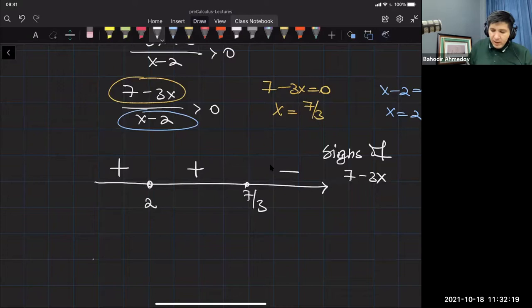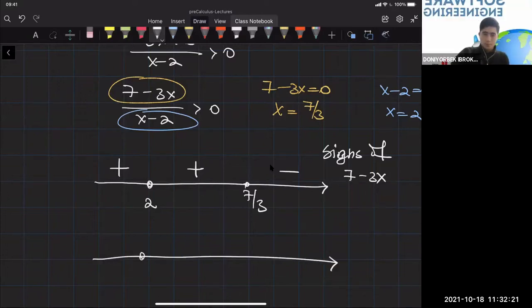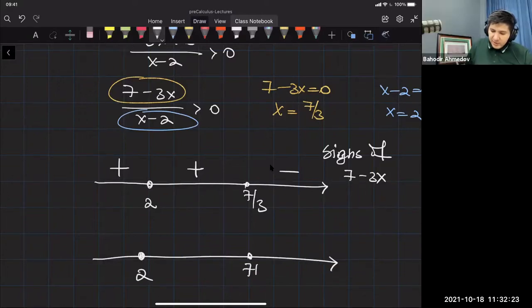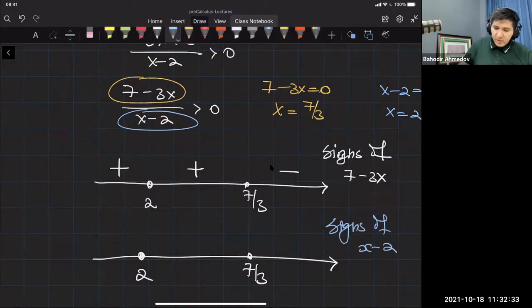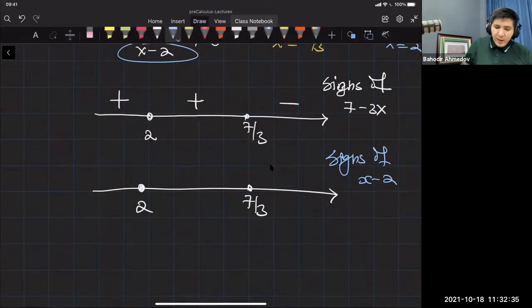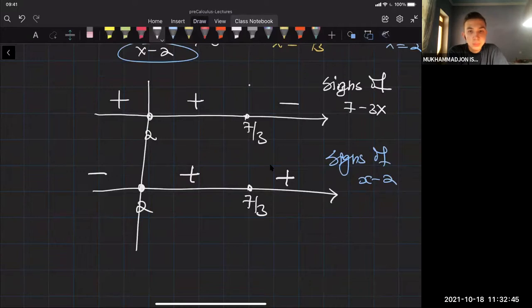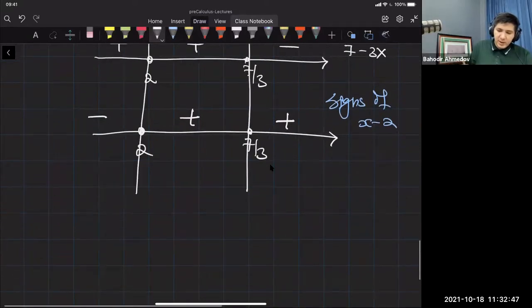Okay. Now I'm just going to do the similar thing for the 2 and 7 over 3 for the signs of the denominator. So signs of x minus 2. Okay, signs of the denominator. And this is negative here, this is positive and positive here. Okay. So now what we need to do is identify the resulting sign by just dividing the signs, okay? The resulting sign.